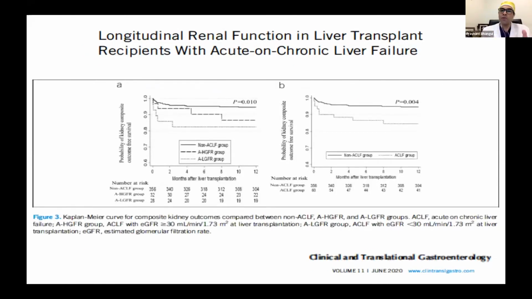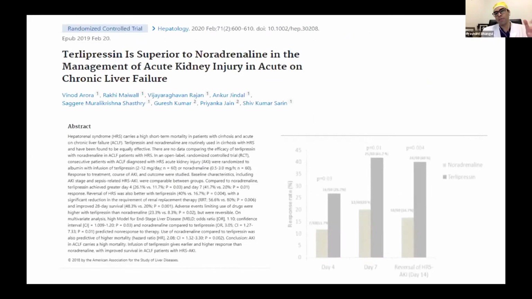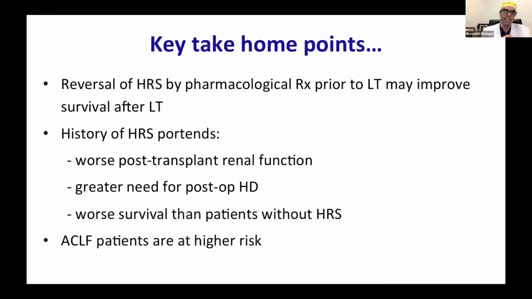If you look at this figure again, you will find that the probability of kidney composite outcome-free survival in those who are in the non-ACLF group was much better than those in the ACLF group, whether they were low eGFR or high eGFR. And among them, obviously, the low eGFR ones had the worst outcomes. This is a very nice randomized controlled trial, which was published recently in Hepatology by Professor Sareen and his group, which showed that even in this group of patients, probably terlipressin is superior to noradrenaline in the management of these patients with ACLF. So if I was to look at the pre-LT takeaway points, reversal of HRS by pharmacological treatment prior to LT may improve survival.